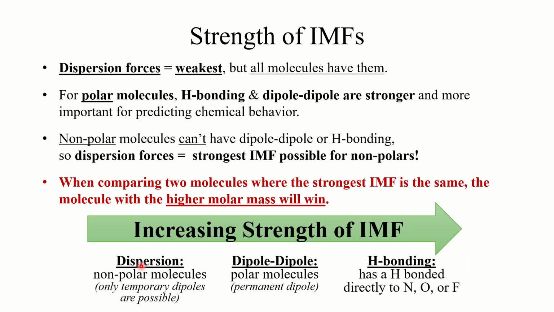And again, dispersion is weakest, dipole-dipole is in between, though quite a bit stronger than dispersion forces, and hydrogen bonding is the strongest. And with hydrogen bonding, remember, we have to have an H bonded directly to N, O, or F.